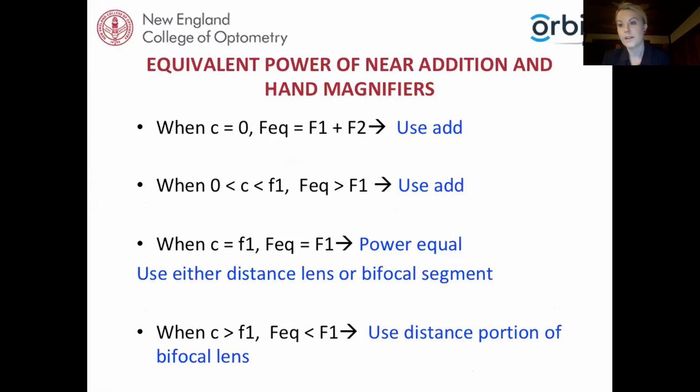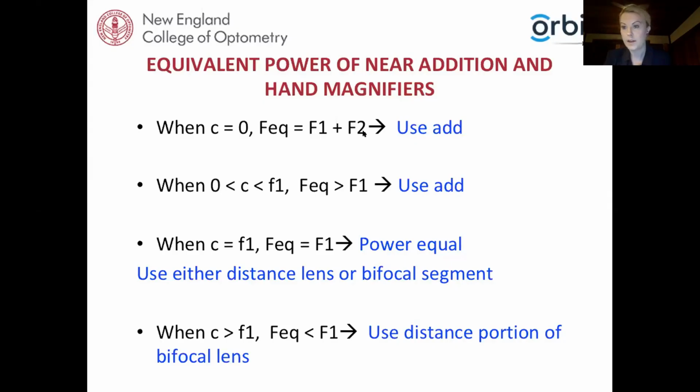So some interesting things happen with arithmetic when using this formula. First of all, we find when C is 0, meaning the patient is holding the magnifier right up against the spectacle plane, we find that our formula ends up being that the equivalent power is F1 plus F2. So we actually get more equivalent power, you get more power out of the system when you use your bifocal and the magnifier together at a close distance with no separation between the two. So when might this be useful?